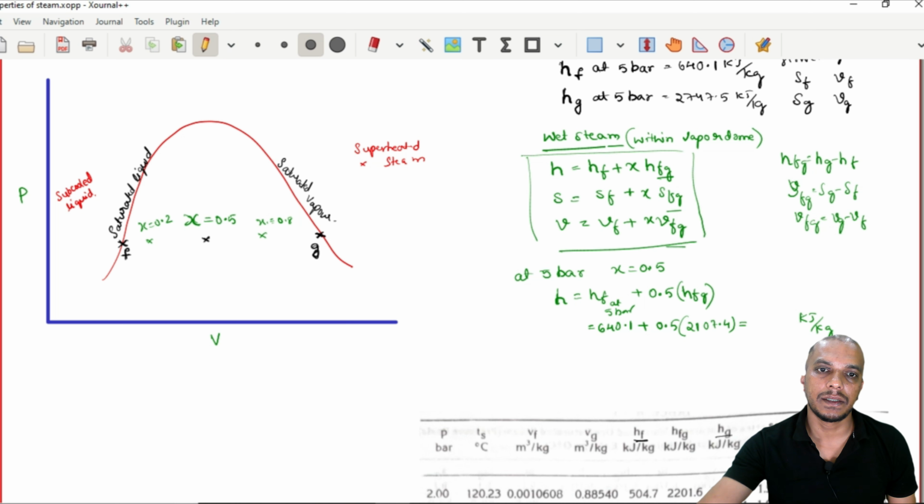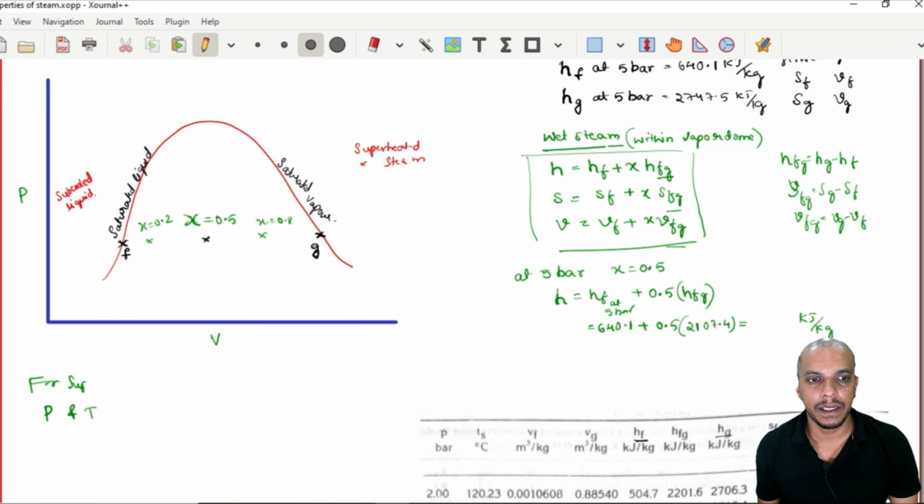What if it is a superheated steam? So, generally, superheated steam will be given with both pressure and temperature. For superheated steam, generally, both pressure and temperature will be given. For example, let us say at the same 5 bar, the temperature of the given working fluid is, let us say, 300 degrees Celsius.